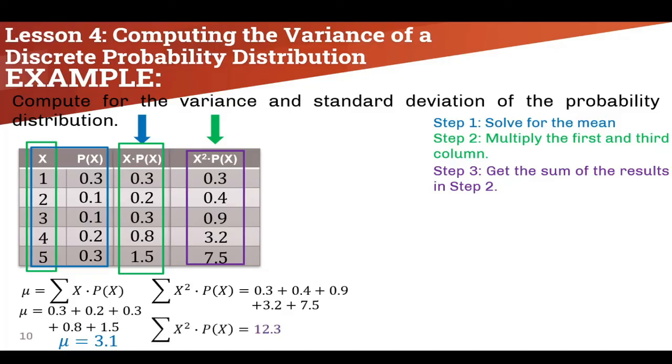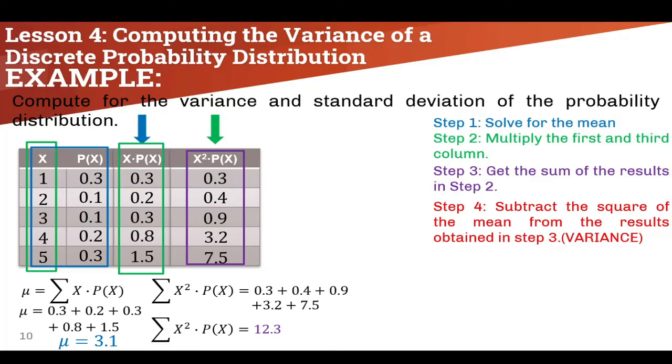Very good. 12.3. Next step. Subtract the square of the mean from the results obtained in step 3. So, eto daw 12.3. Ibabawas daw natin dyan yung square ng mean. So, i-apply na natin yung formula ng variance.